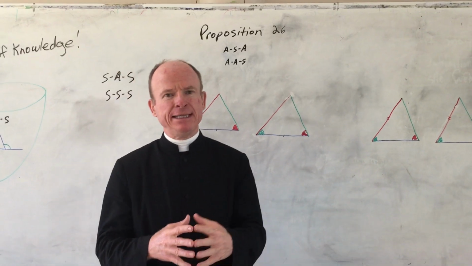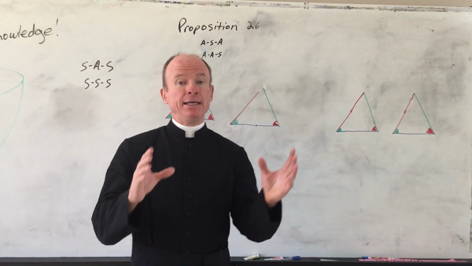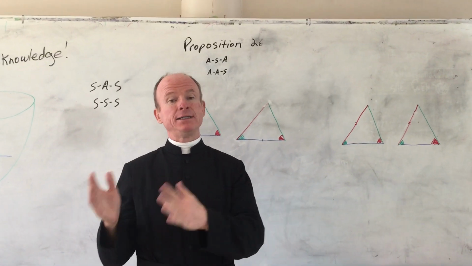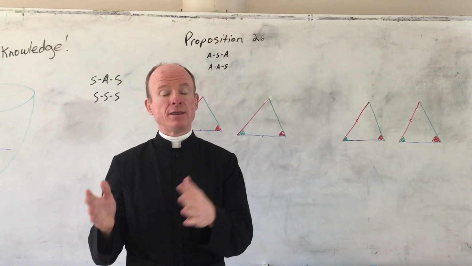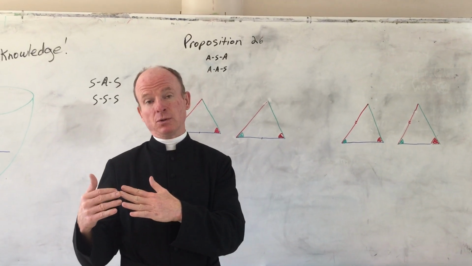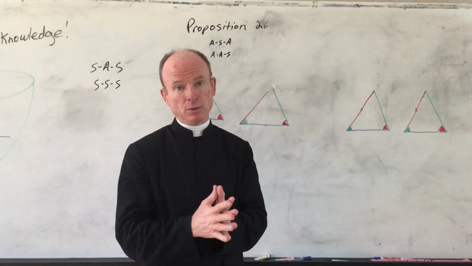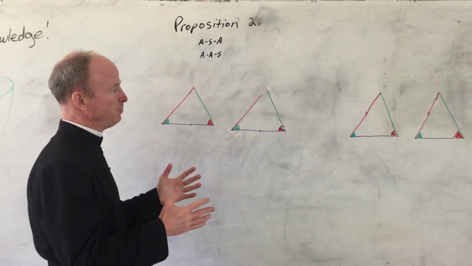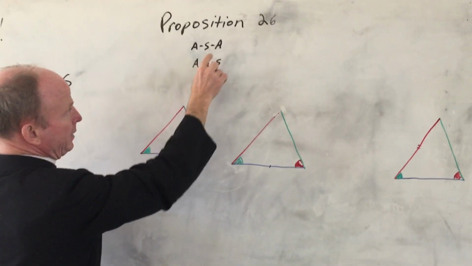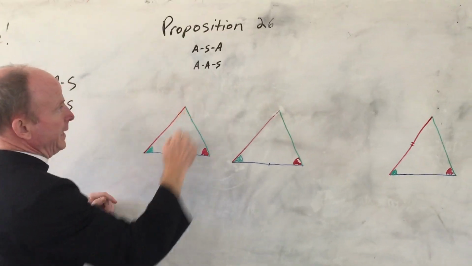Proposition 26. If there be two triangles such that two angles are equal to two angles and one side equal to the other side, then those two triangles will be equal. The angles will be equal and the rest of the lines will be equal, of course. Okay? So we have two possibilities. It's either going to be angle, side, angle, or angle, angle, side.